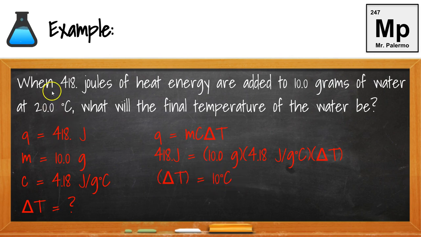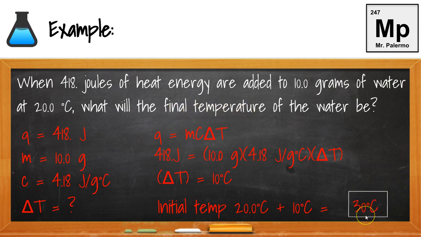So when we add 418 joules of heat energy to 10 grams of water, it changes 10 degrees Celsius. Since we're adding heat, it's going to increase the temperature by 10 degrees Celsius. So then we say, okay, where do we start? Our initial temperature was 20 Celsius. We changed by 10. We added heat, so it increased by 10 degrees Celsius. So we're going to add 10 degrees Celsius to our initial temperature. And so our final temperature, which is what we are looking for, is going to be 30 degrees Celsius.